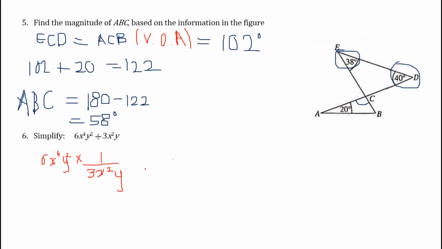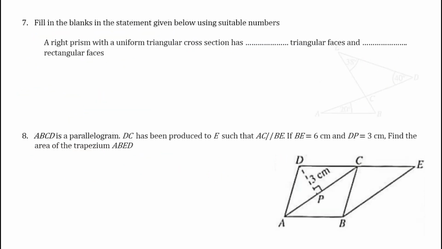Now all that is left is to just simplify. Y and y cancel. X squared with this x squared cancel, you get 2, and 3 with this you get 2. So the final answer that is left is 2x squared y. This is the final answer. You can also do it in division method, but doing it in multiplication method is easier for you. So now let's see the next set of questions.